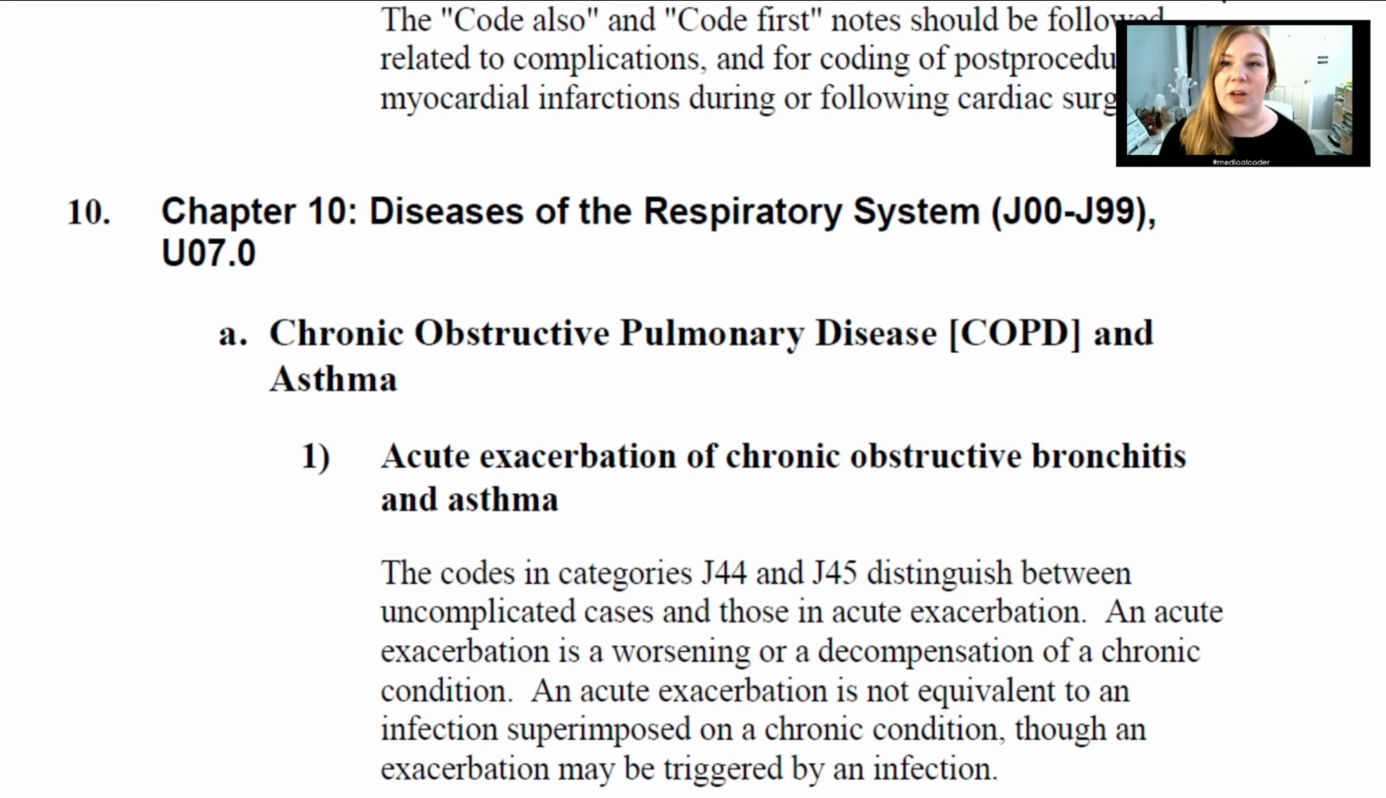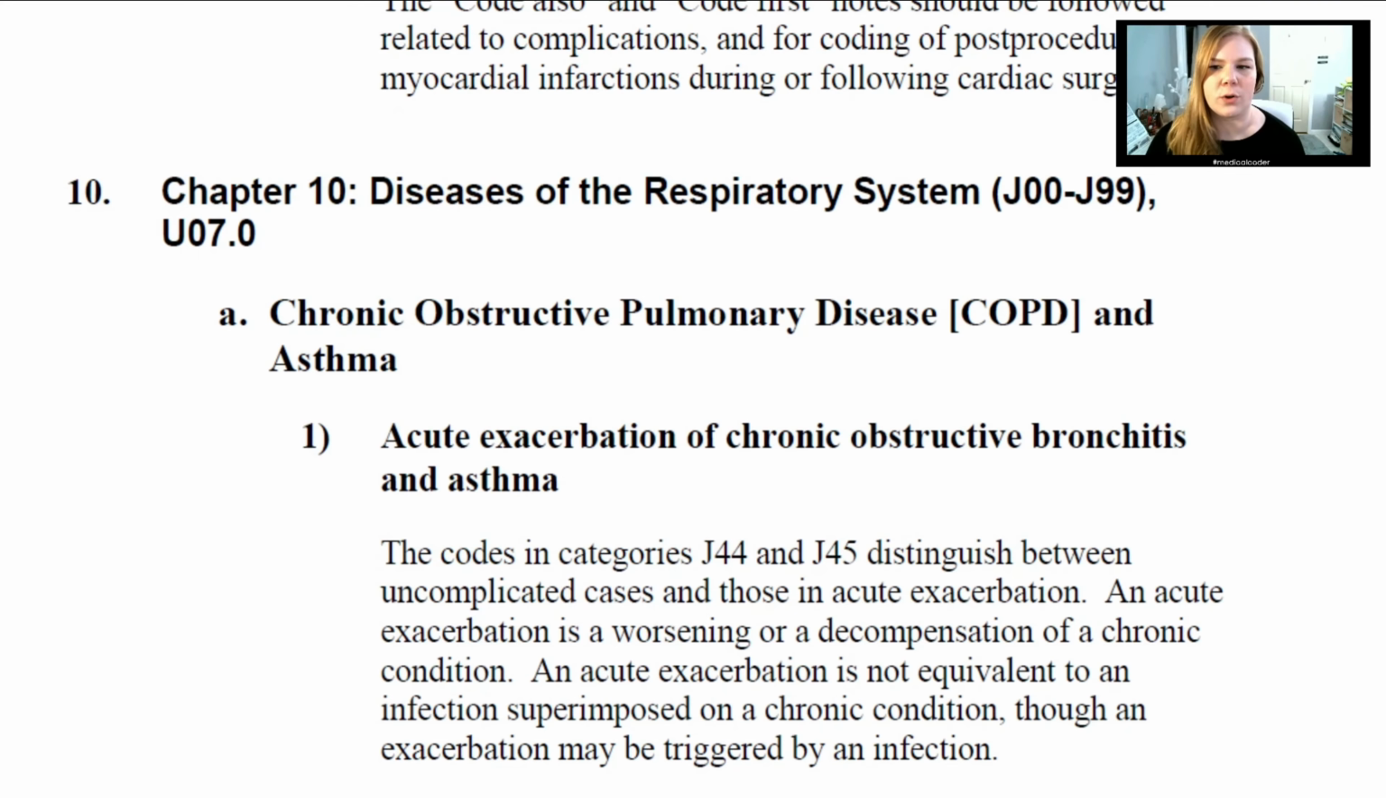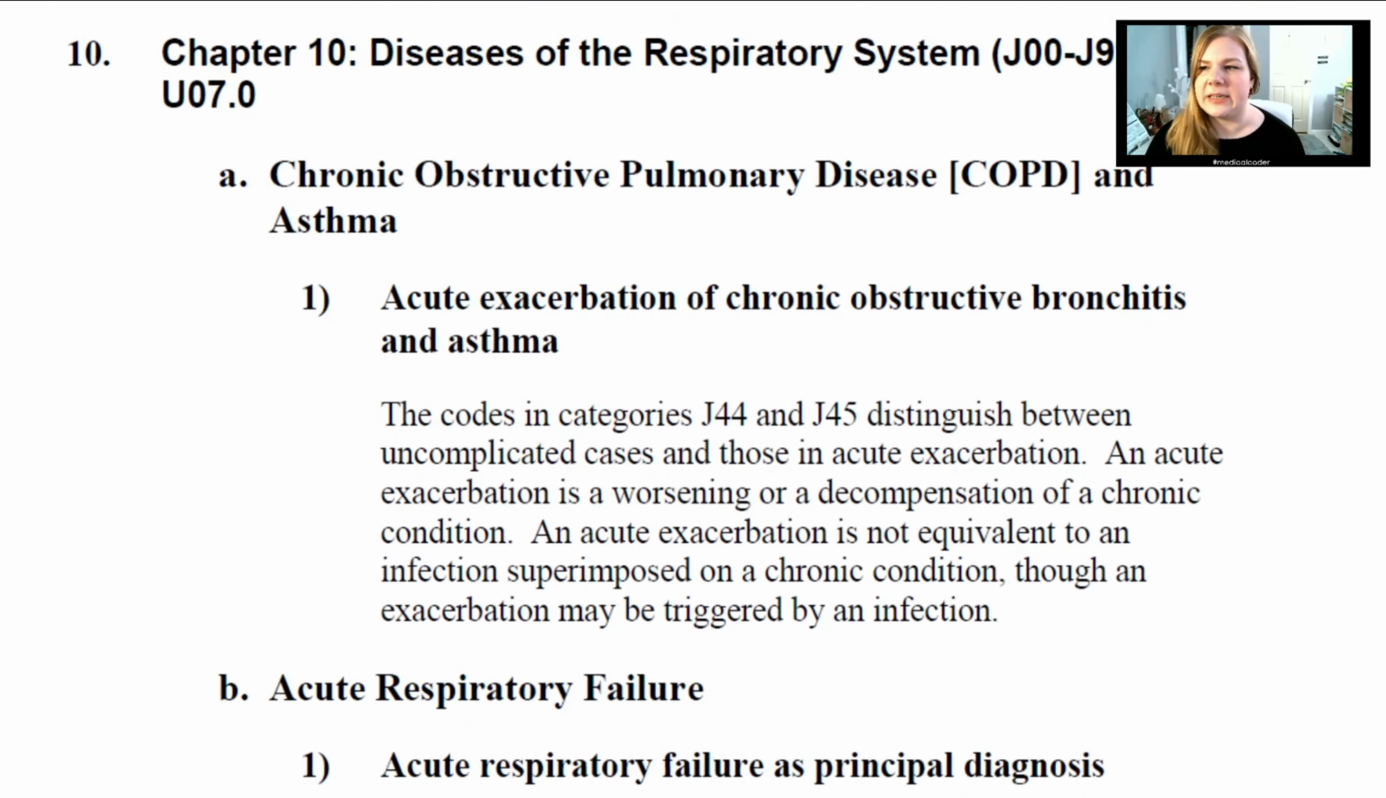So next let's get into chapter 10, which is diseases of the respiratory system, J00 through J99, and it also includes U07.0, which I believe is our code for vaping disorder. So we're going to start with COPD and asthma, and acute exacerbation of chronic obstructive bronchitis and asthma. The codes and categories J44 and J45 distinguish between uncomplicated cases and those in acute exacerbation. An acute exacerbation is a worsening or decompensation of a chronic condition.